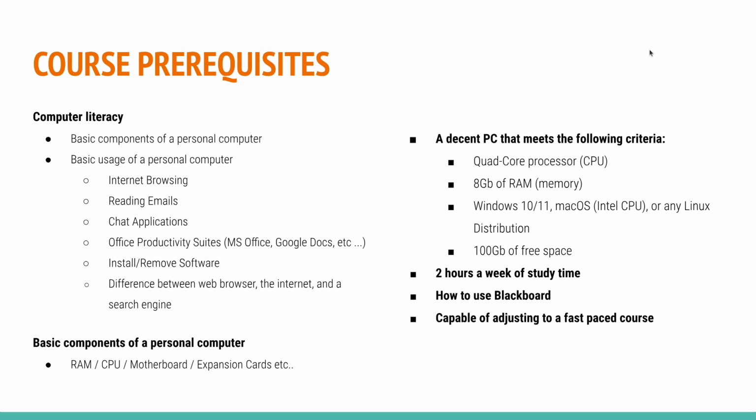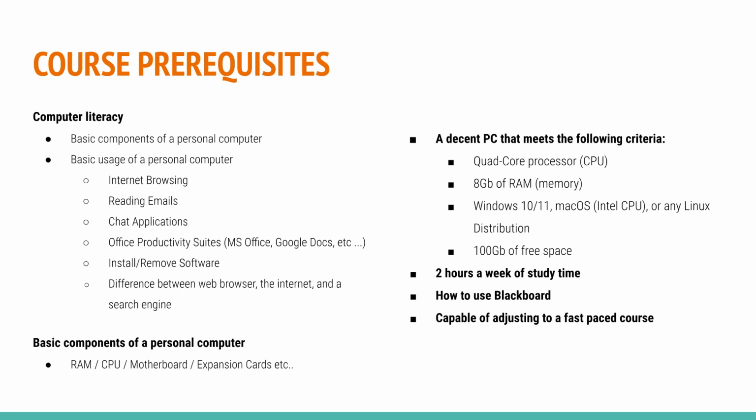This course has some prerequisites. First of all, I require computer literacy because this is a fast-paced course and it's a bit more advanced than your introduction courses. You need to have basic computer knowledge and you must understand and know how to use your personal computer, whether it be Mac or Windows. When we say basic usage of a computer, we mean that you can use the internet for browsing, reading emails, not only on the web, but in your email client, chat applications such as Discord and Slack and so on. Office productivity suite, just like Microsoft Office and Google Docs.